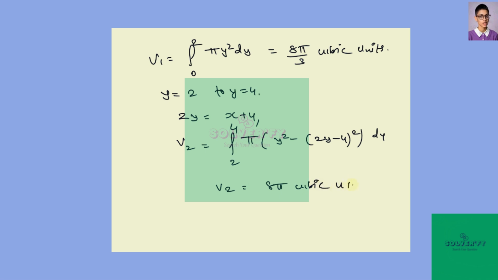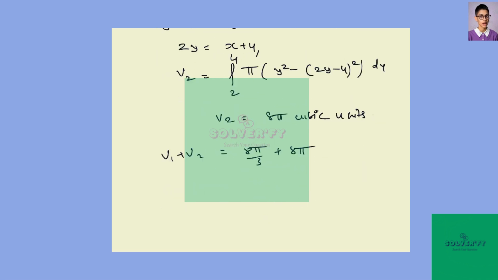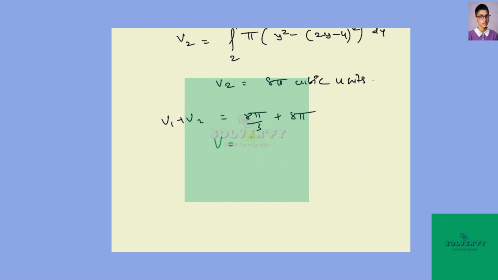Our required volume V will be obtained by adding these two volumes. V1 plus V2 equals 8 pi by 3 plus 8 pi. So we got our required solution for the second part: the volume V will be equal to 32 pi by 3 cubic units.